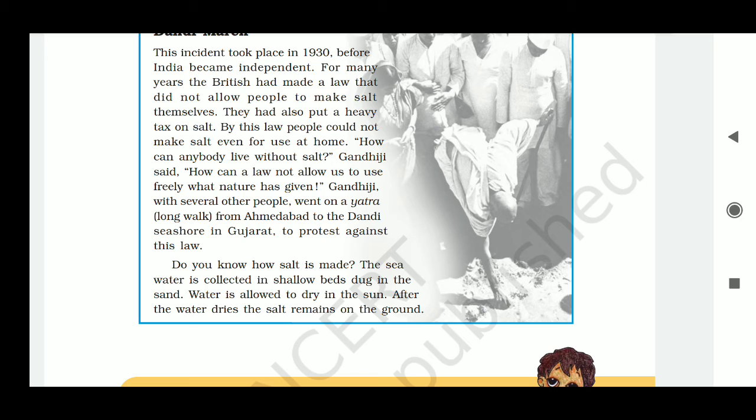And salt is not created by human beings. It is a natural resource. Whatever salt there is on earth, it is provided by nature, so it belongs to everyone.